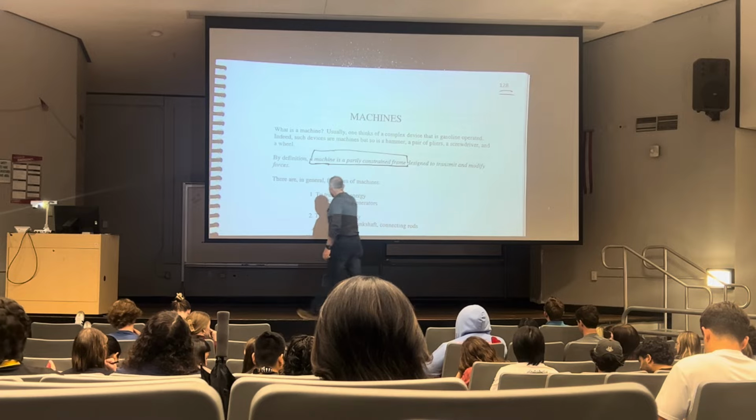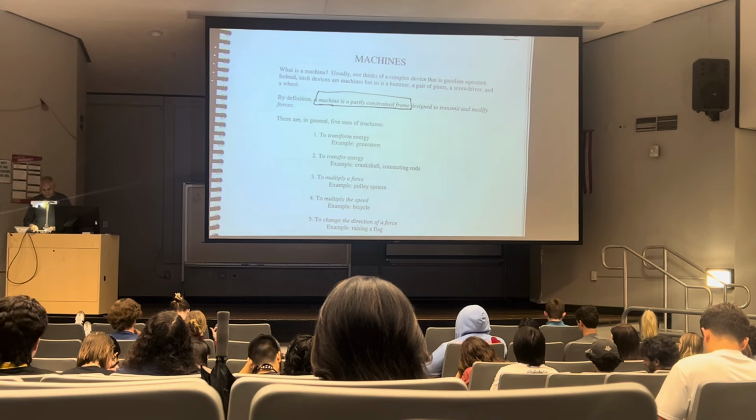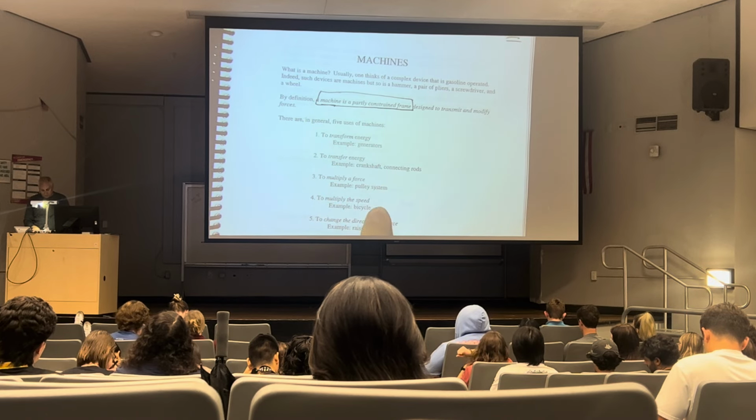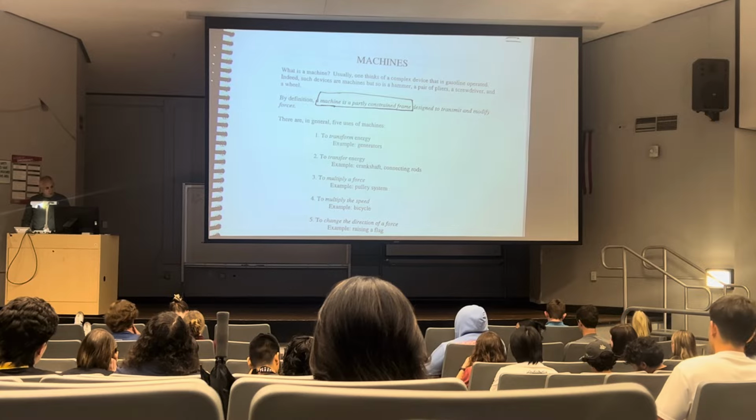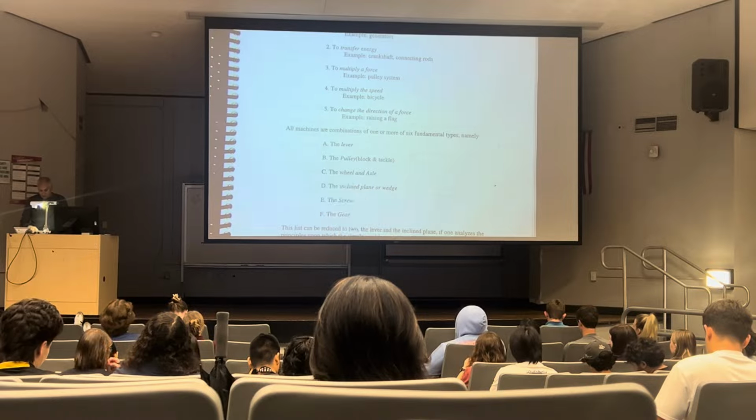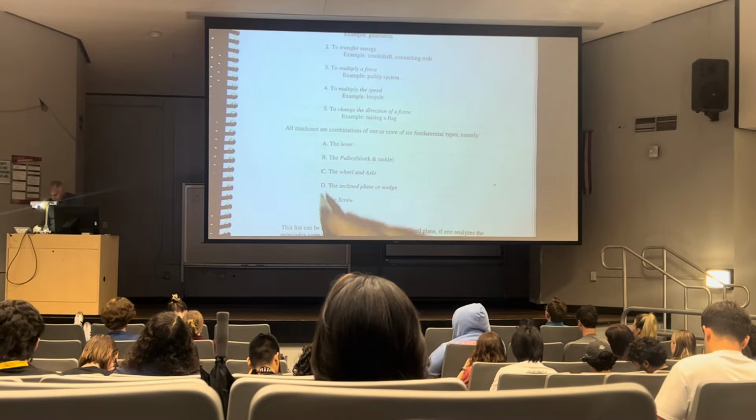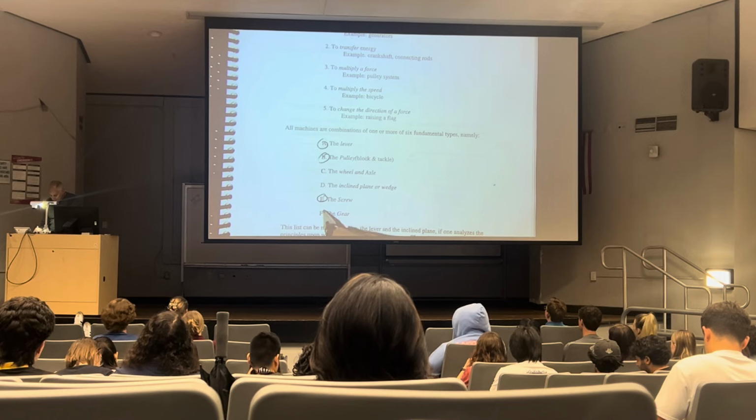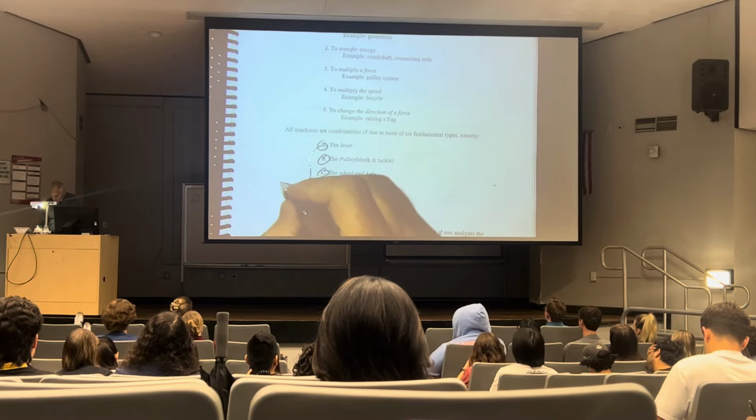Okay? Now there are 5 uses of machines. What are the 5 uses? There they are right there. Transfer energy, multiply force, multiply speed, change the direction of a force. 5 uses. Here's the types of machines. There are 6 of them. And technically, this one, this one, this one, this one, and this one are all the same.